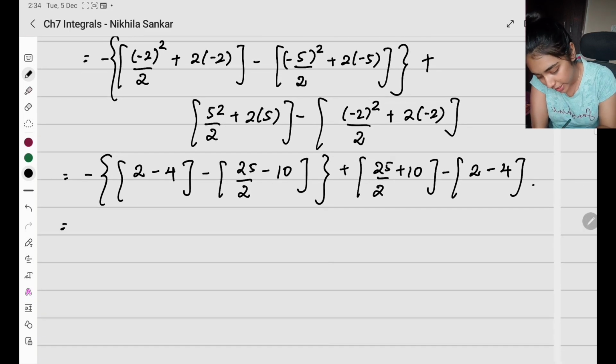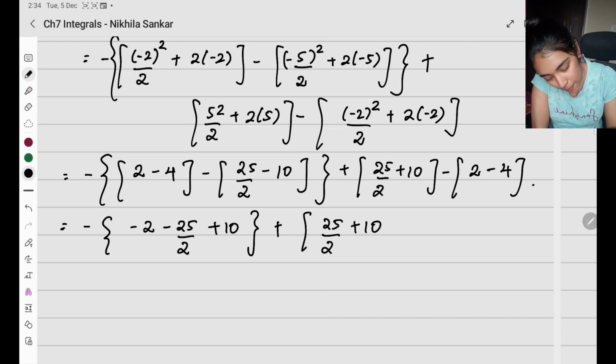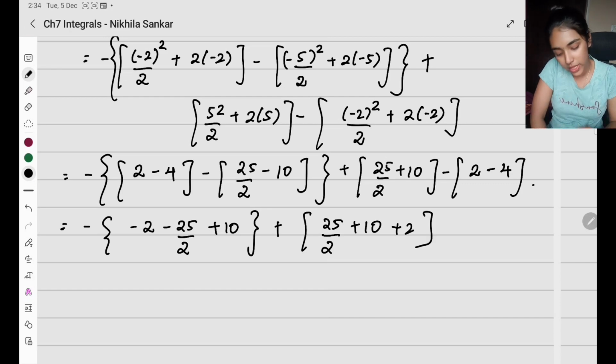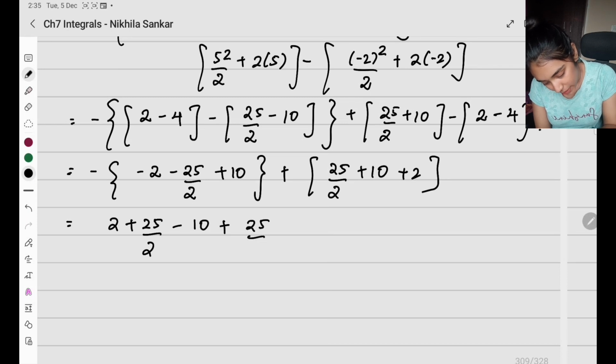Okay, when I open the bracket, I have minus into, what is inside here? Minus 2 minus 25 by 2 plus 10, plus when I open this bracket I have 25 by 2 plus 10 minus of 2 minus 4 is minus 2, so I have a plus 2. Okay, so when I open this bracket and multiply the minus inside, I have 2 plus 25 by 2 minus 10, minus 10 plus 25 by 2 plus 12. Okay, or plus 10 plus 2.